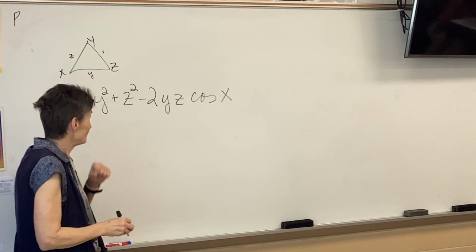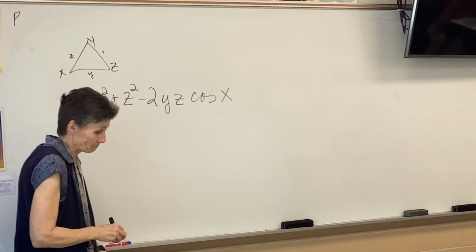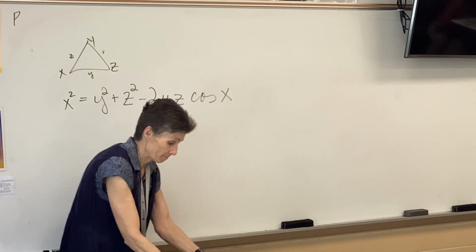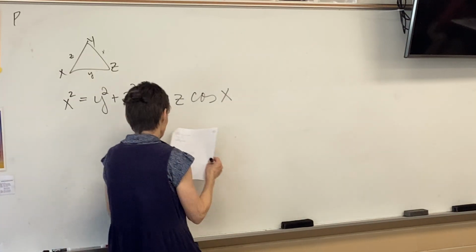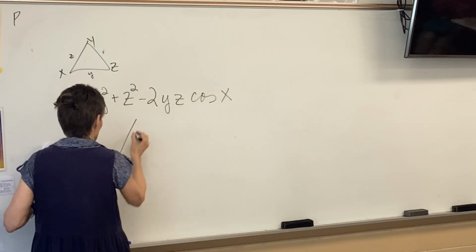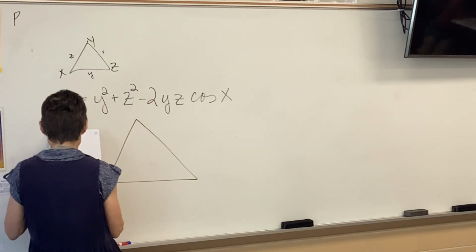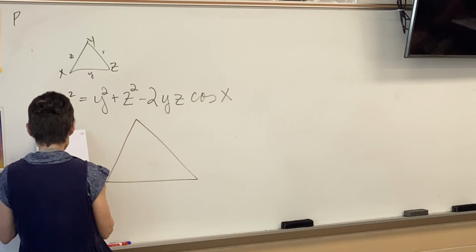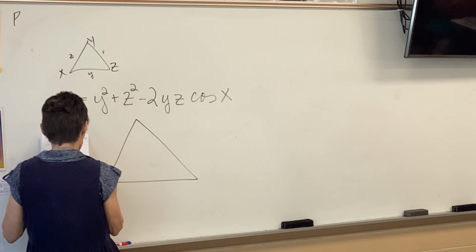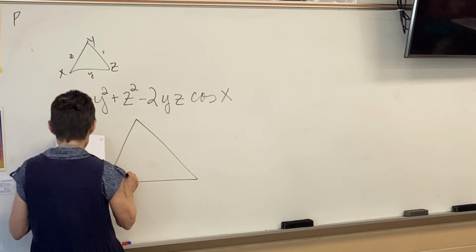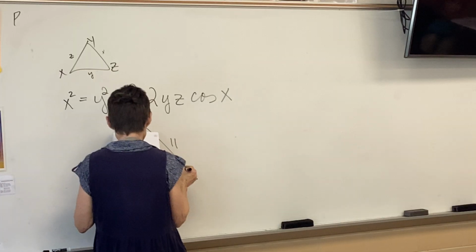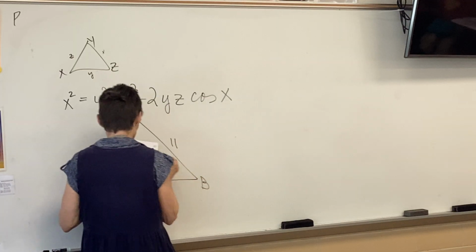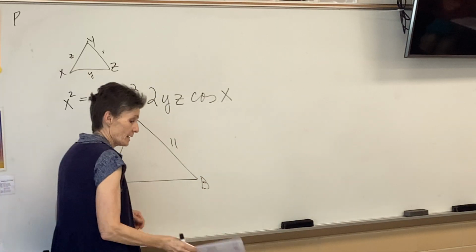So it works. All right. Problem C. Big C is 57, little c is 11, and little b is 10.